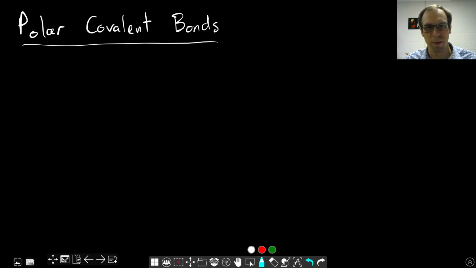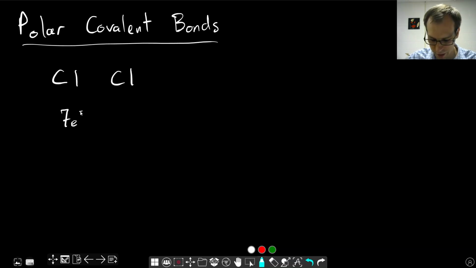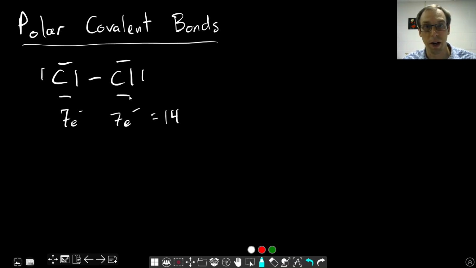So let's start by looking at a couple of examples of molecules. Let's think about chlorine. We can draw the Lewis structure for chlorine. If we count up the number of electrons, there are 7 electrons per chlorine atom, so we get a total of 14. We'll draw a bond between them, and we'll end up with 3 lone pairs on each chlorine. This is the Lewis structure. This is the molecule Cl2, chlorine gas.